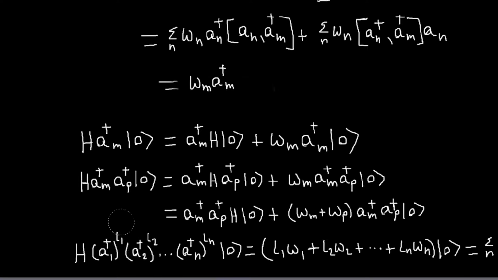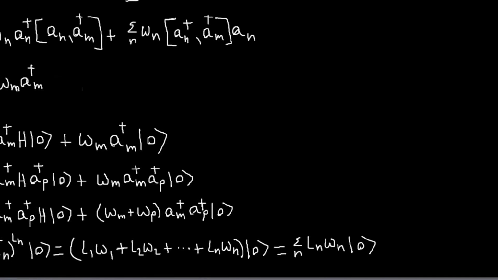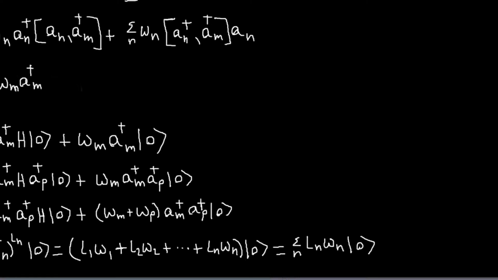and then you can generalize that to this kind of arbitrarily excited state with l_1 excitations of a_1, l_2 excitations of a_2, all the way up to l_n excitations of a_n. And this will just be l_1 times omega_1 plus l_2 times omega_2, and so on, or written more compactly like this.